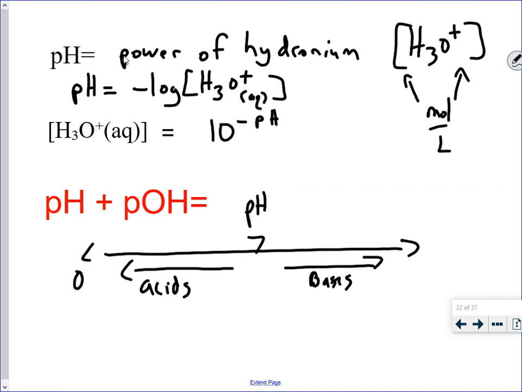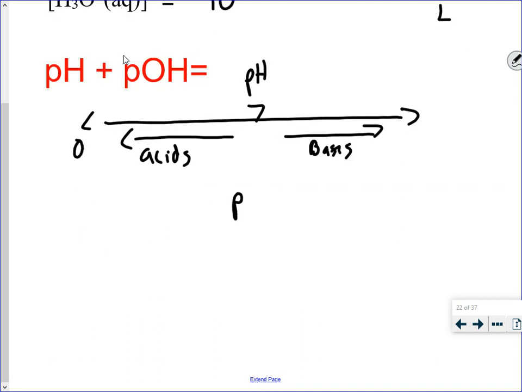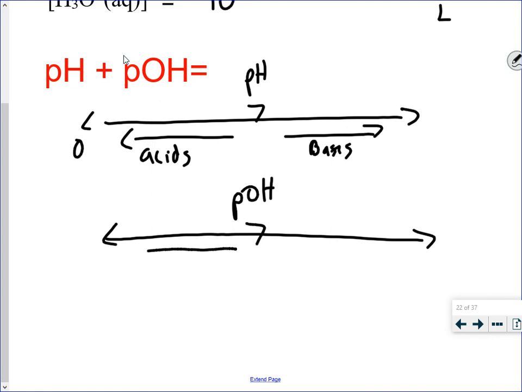Now, there's actually a base scale called pOH, which is the power of hydroxide. And the scale flips. Neutral is still 7, but less is actually a base, and higher is actually an acid. And that may take a bit of time to wrap your head around, because if you have a pH of 1, that's a really strong acid. But if you have a pOH of 1, you have a really strong base.